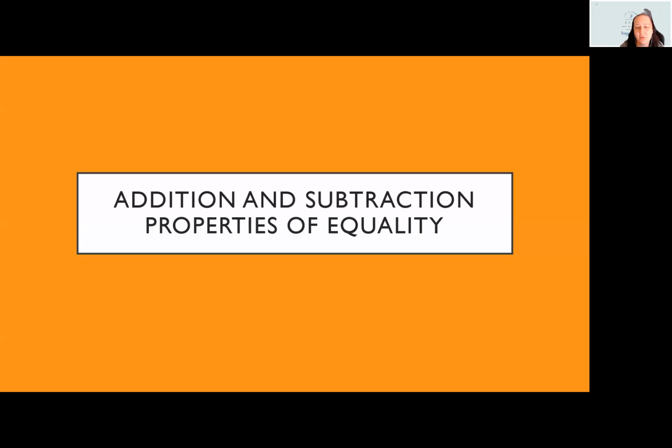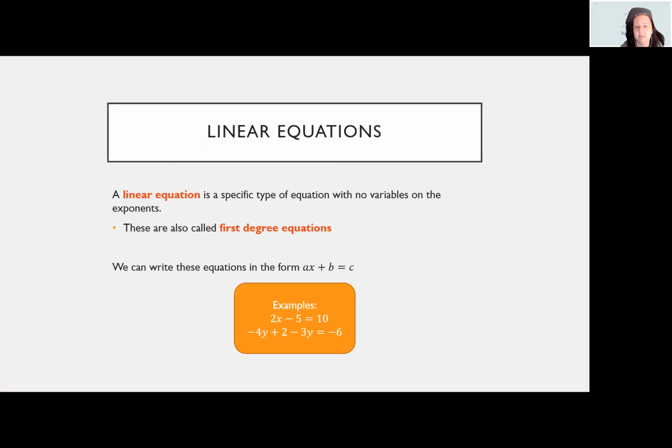I'm going through the addition and subtraction properties of equality. These are one of the basic rules that we have that allow us to solve. There are two basic properties, the addition and subtraction, and then multiplication and division. So this is one of the basics.